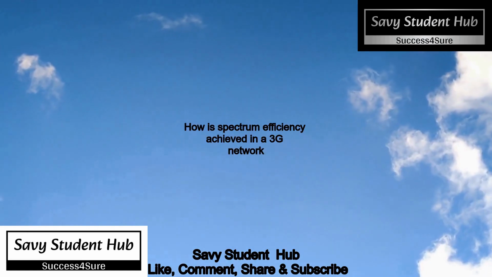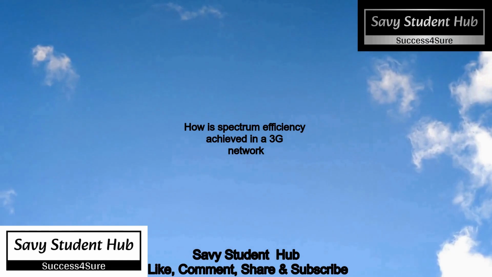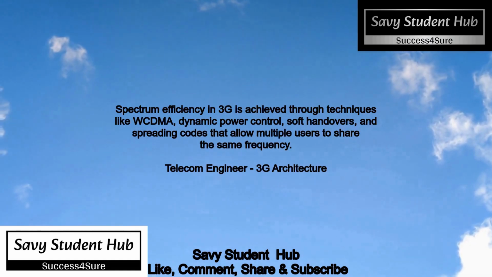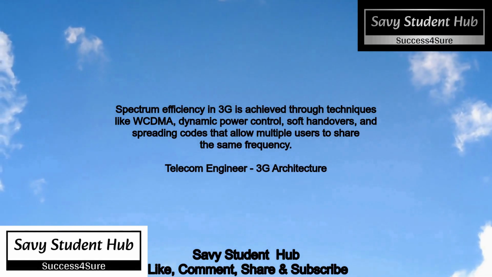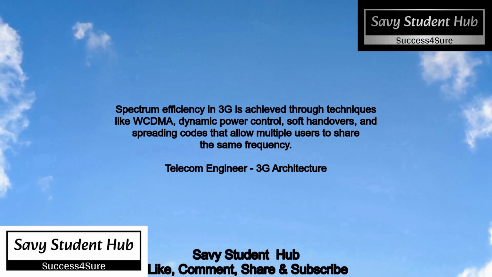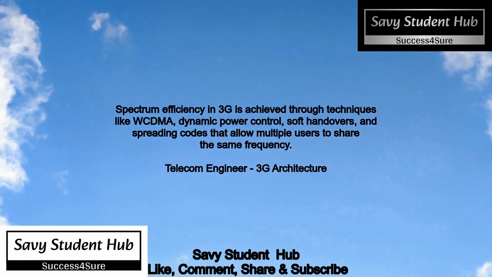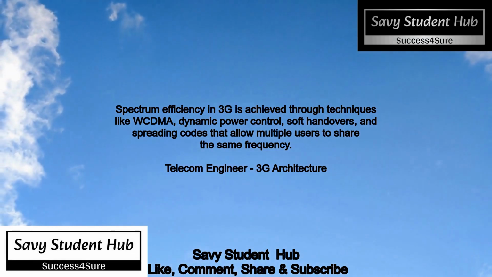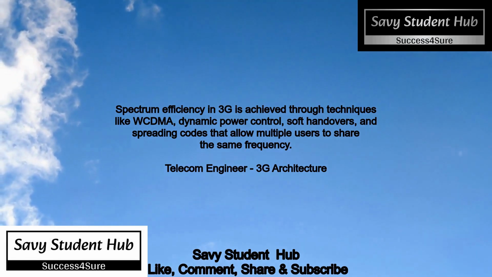How is spectrum efficiency achieved in a 3G network? Spectrum efficiency in 3G is achieved through techniques like WCDMA, dynamic power control, soft handovers, and spreading codes that allow multiple users to share the same frequency.